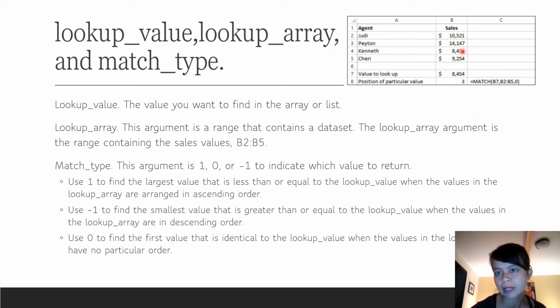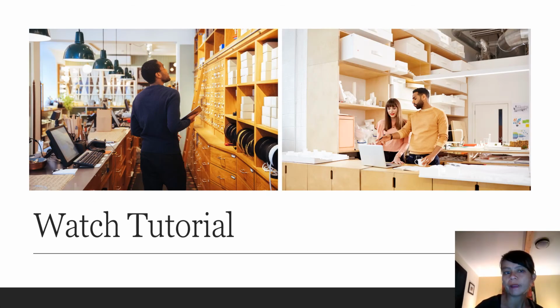I can just see it right here. It's because, imagine if you have a column full of like 5,000 rows, you're not going to go through each row to look for it, right? So you can use the match function. Okay, so please watch the video tutorial and pause the video and come back to it when you're done.